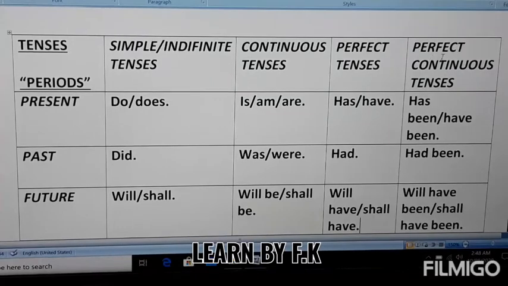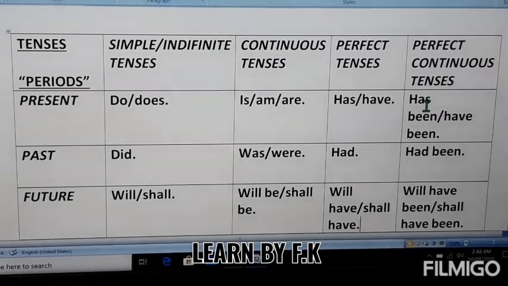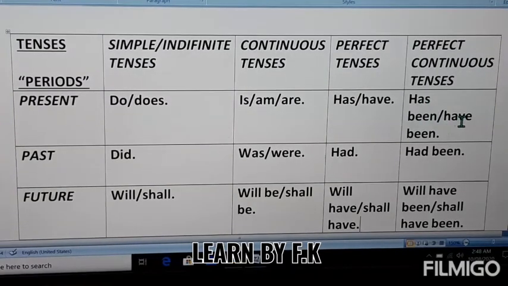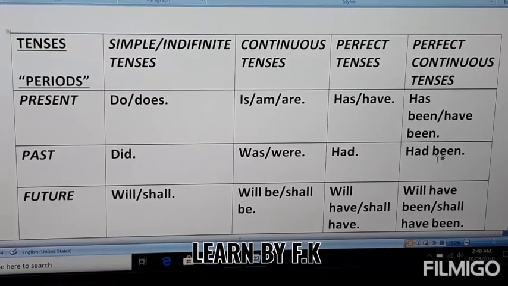perfect continuous tenses. Here for the present perfect continuous tense we use has been or have been. In the past perfect continuous tense we use had been, and for the third one, the future perfect continuous tense, we use will have been or shall have been.